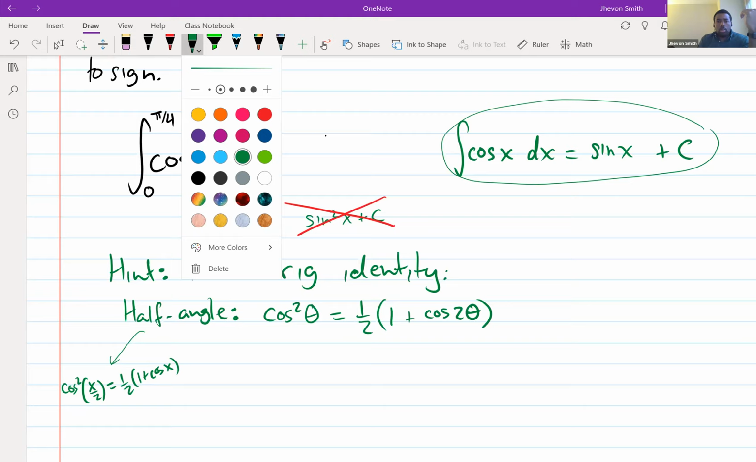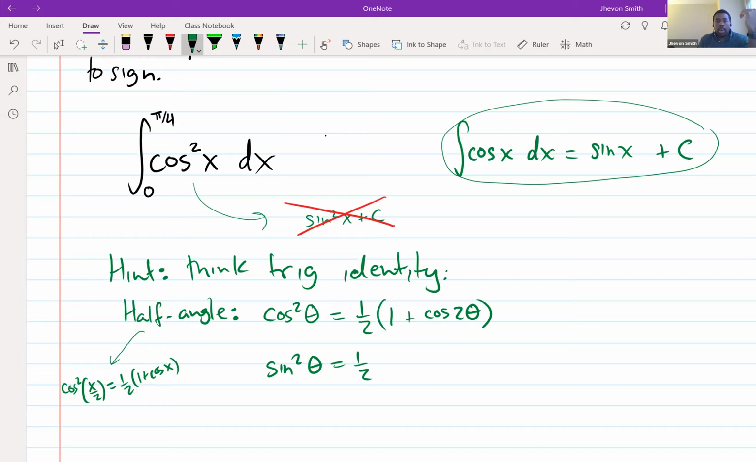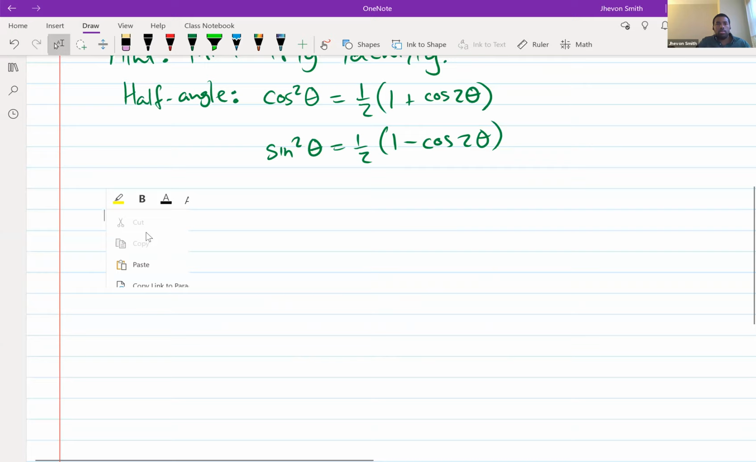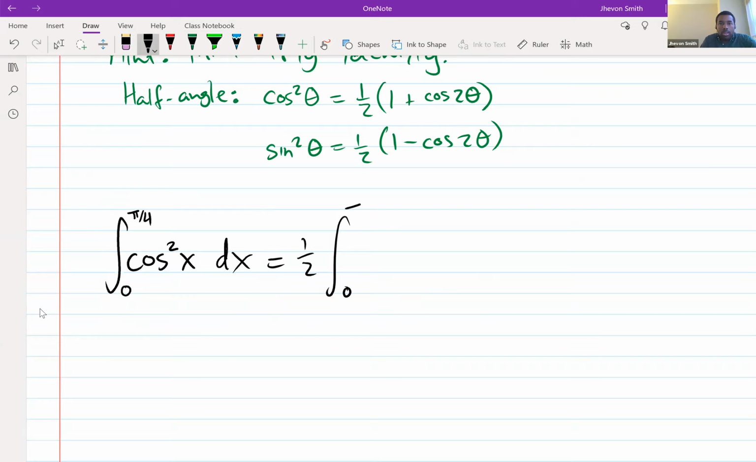And there's also a version for the sine squared function. Sine squared theta is equal to 1/2 (1 minus cosine 2 theta). So these are called the half angle and double angle formulas. These are from trig class. And that would be where you would go. So if we had this guy, your first step would be to rewrite this as 1/2 (1 plus cosine 2x), where the 2x is the angle. All right, now can we complete the problem?